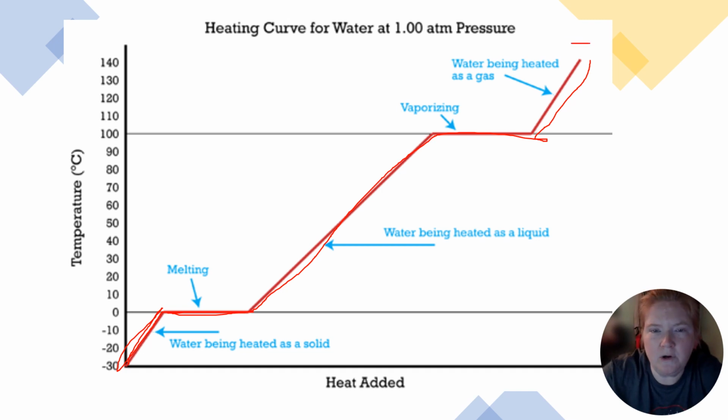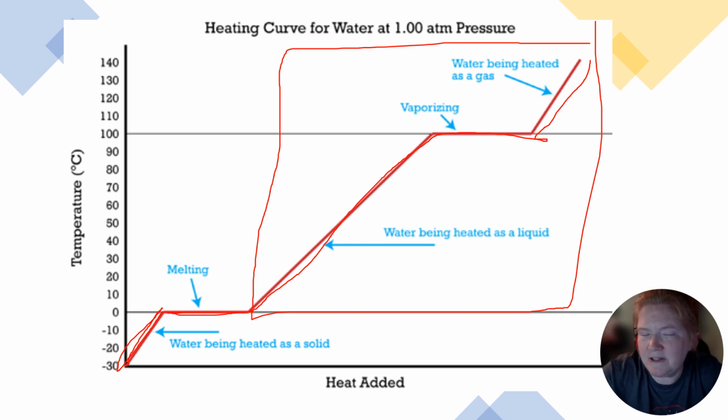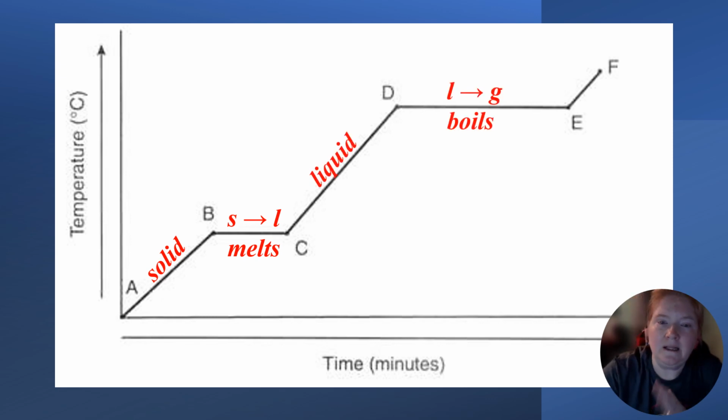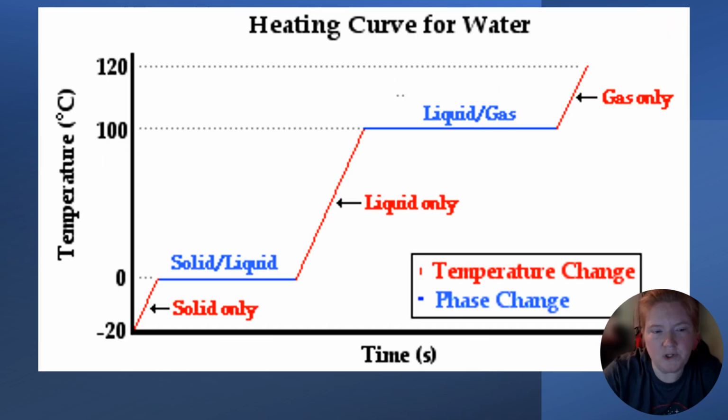Now, in a question, you could only be shown a section. You would have to be given some more information, like it started as a liquid, in order to determine which part of the graph you're being shown. When I look at a heating curve, we have a solid, then solid to liquid, where it's melting, then a liquid only, then liquid to gas, where it's boiling, and then gas only. Here we have solid and liquid at equilibrium. Here we have liquid and gas at equilibrium.